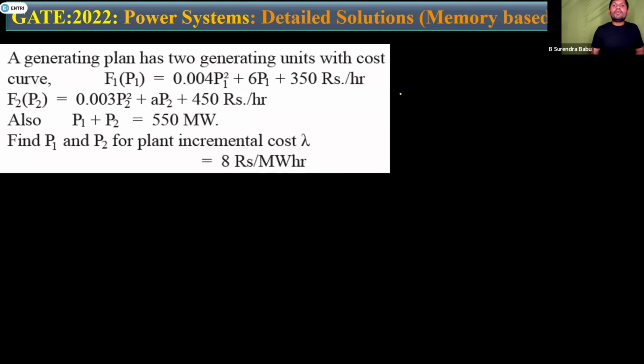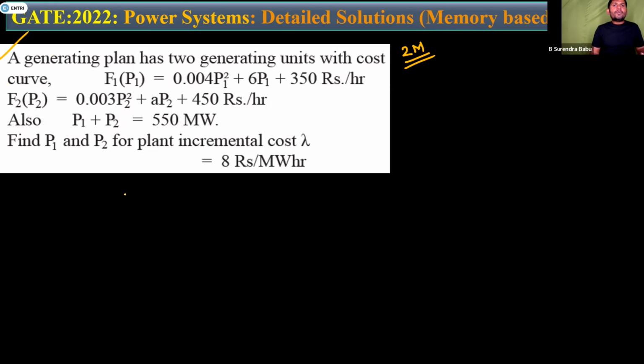Next, one more question. This is a 2 marks question. It's also very simple, students. Here we want to find P1 and P2 for a given plant incremental cost. The incremental cost is given as 8 rupees per megawatt hour. The options are also given in the question, but I'm not providing them here.